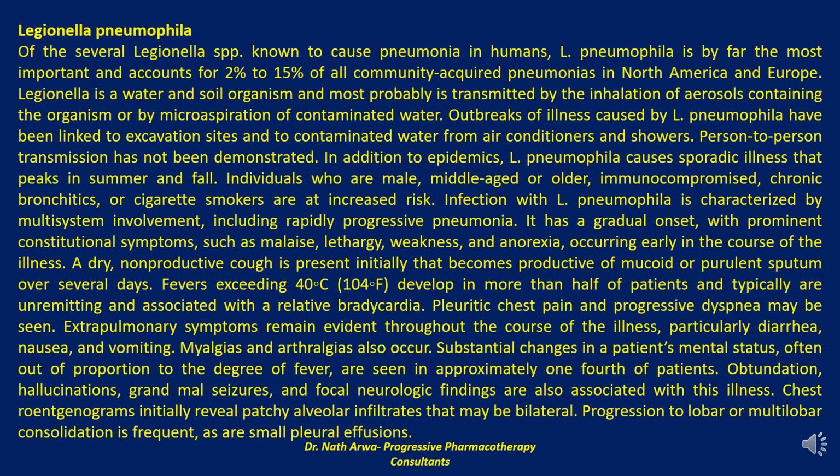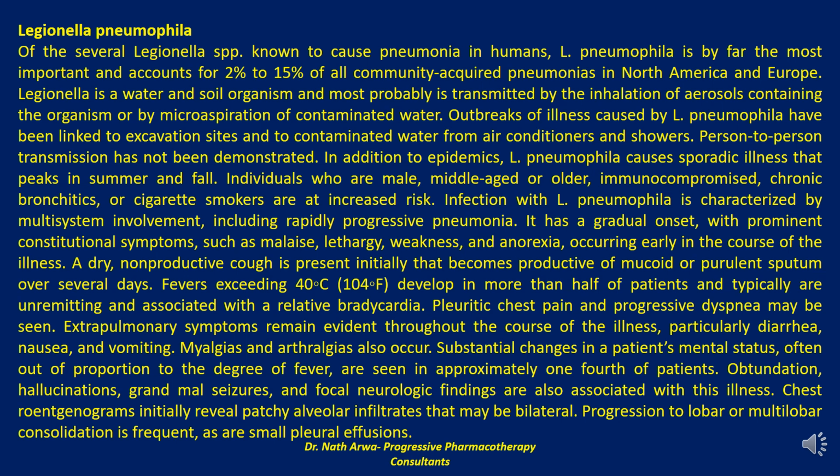It has a gradual onset with prominent constitutional symptoms, such as malaise, lethargy, weakness, and anorexia, occurring early in the course of the illness. A dry, non-productive cough is present initially that becomes productive of mucoid or purulent sputum over several days. Fevers exceeding 40 degrees Celsius, that is 104 degrees Fahrenheit, develop in more than half of patients and typically are unremitting and associated with a relative bradycardia. Pleuritic chest pain and progressive dyspnea may be seen.